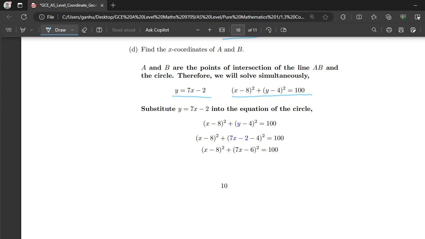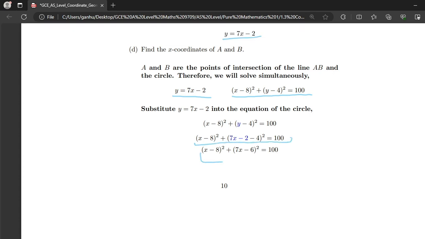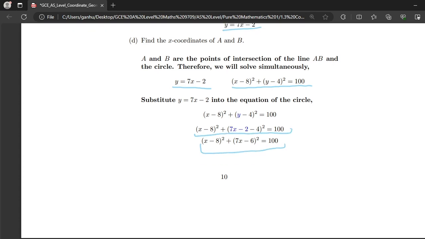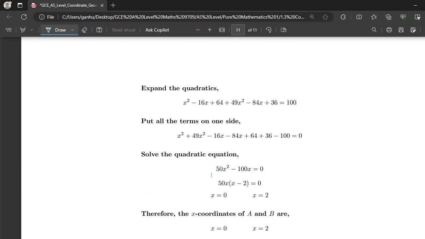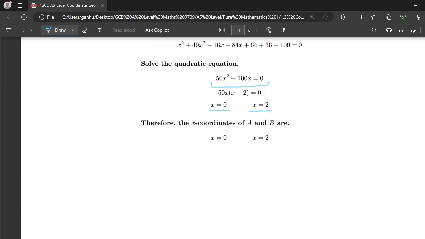We substitute 7x minus 2 into the equation of the circle and simplify, you end up here. Then expand the brackets and you should end up with a quadratic, and if you solve the quadratic you get x is 0 and x is 2. So the x coordinates of A and B are x is 0 and x is 2, and that would be our final answer.